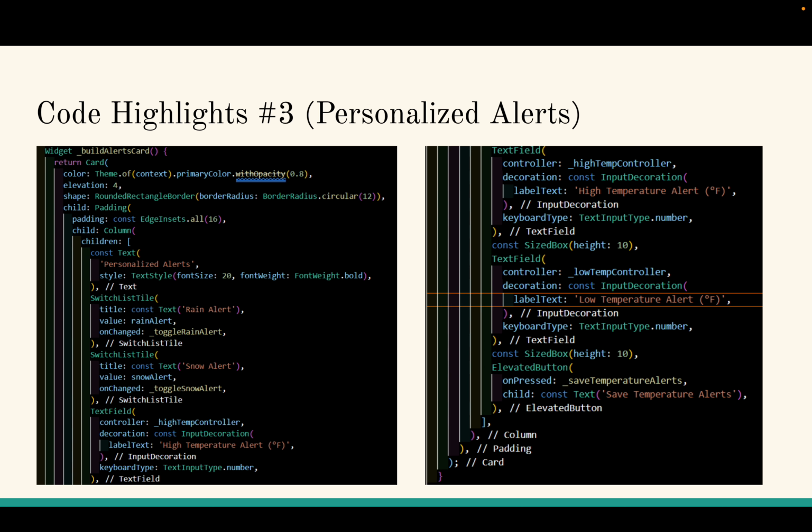Next is the personalized alerts. This will allow you to create your own personalized alerts when you are on the weather page. You can toggle on or off the rain alert as well as the snow alert, and you can set a threshold for the highest temperature value and the lowest temperature value, and this is done in Fahrenheit.